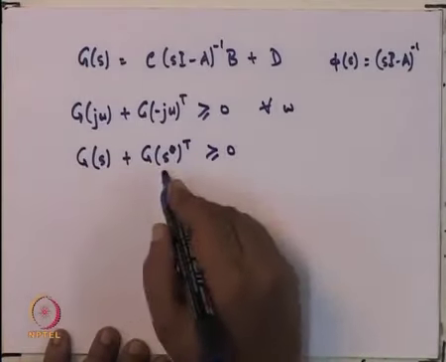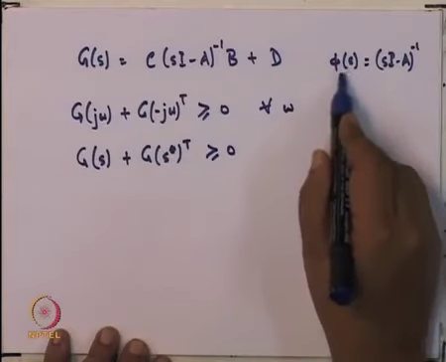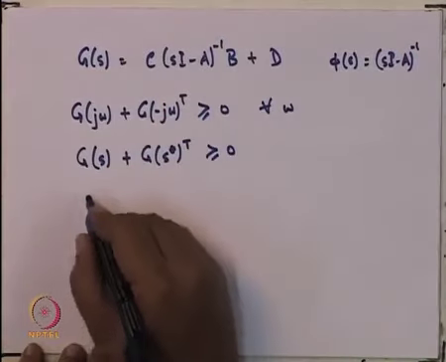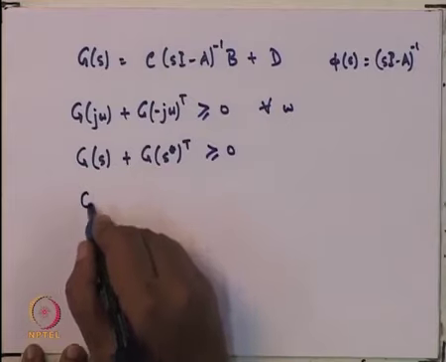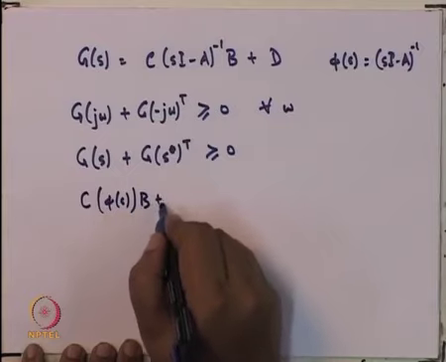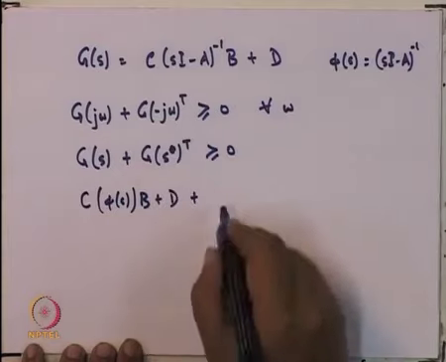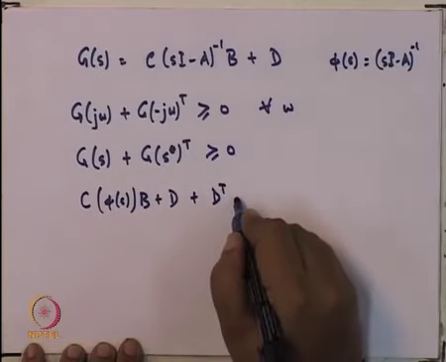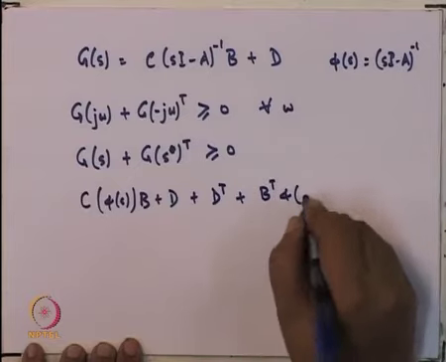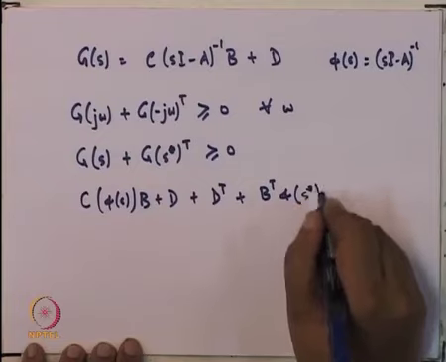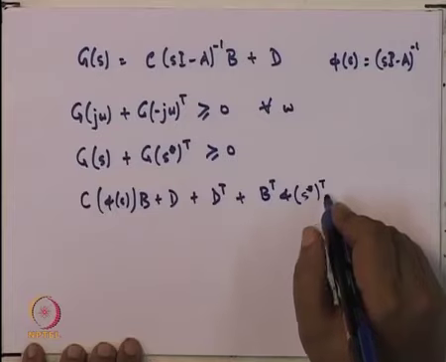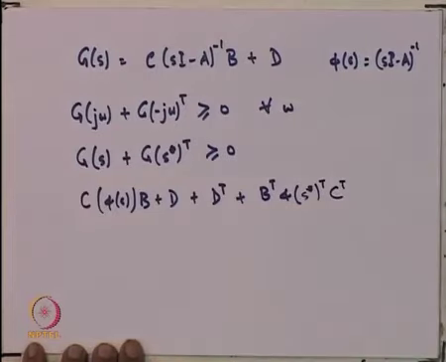I will write down the expression for this, but I will use phi of s instead of writing sI minus A. So, this expression is C phi of s B plus D, plus this expression will give me D transpose plus B transpose phi of s star transpose C transpose.